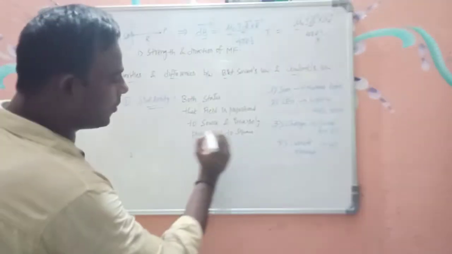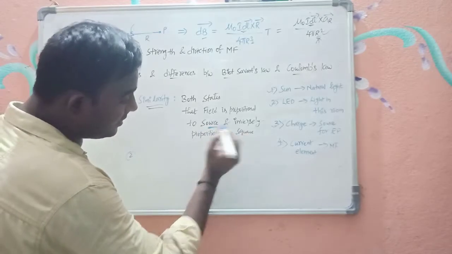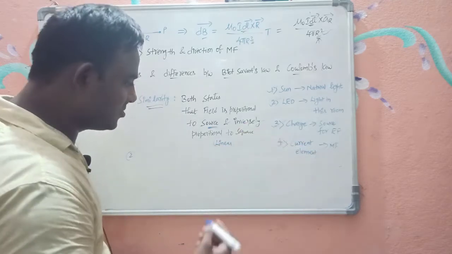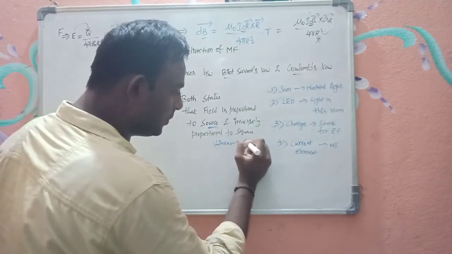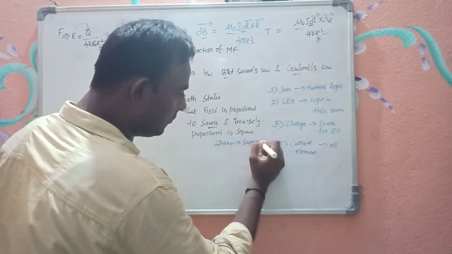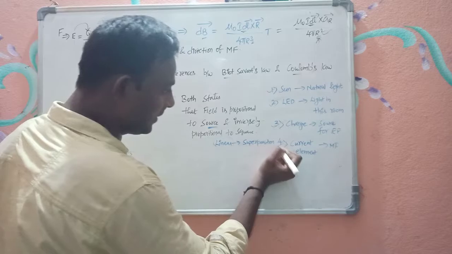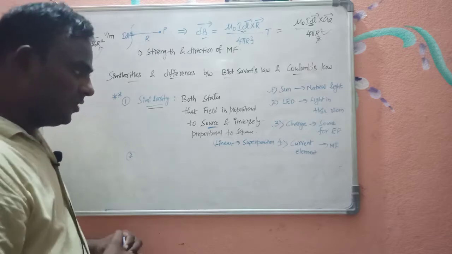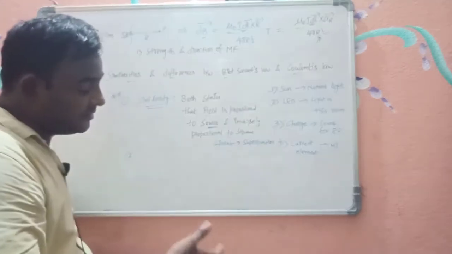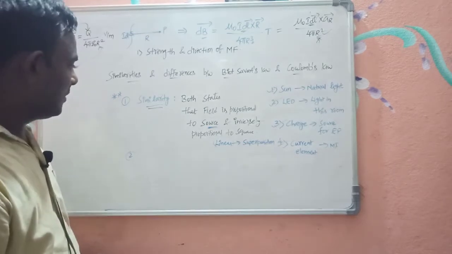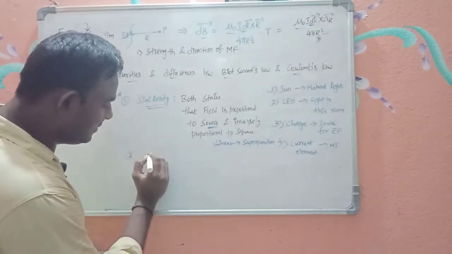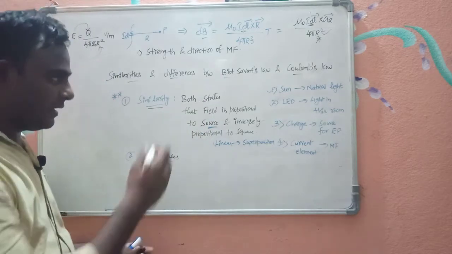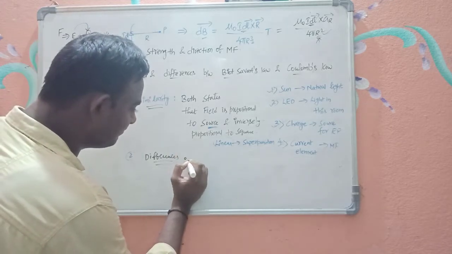As these are proportional to the source, these fields vary linearly with respect to the source strength. Hence we can apply the superposition principle here, in case of electric field as well as in case of magnetic field. We'll understand what is meant by the superposition principle in later videos. Now we will see the second thing, the differences between the electric field and the magnetic field.